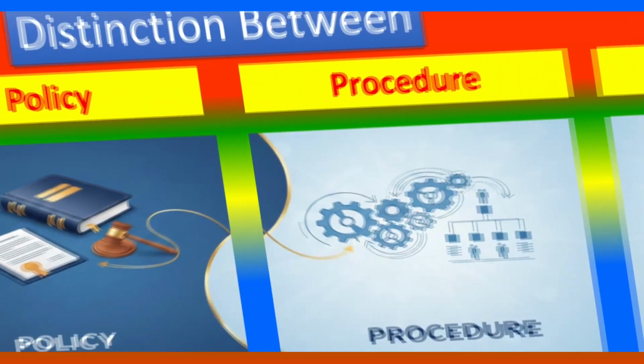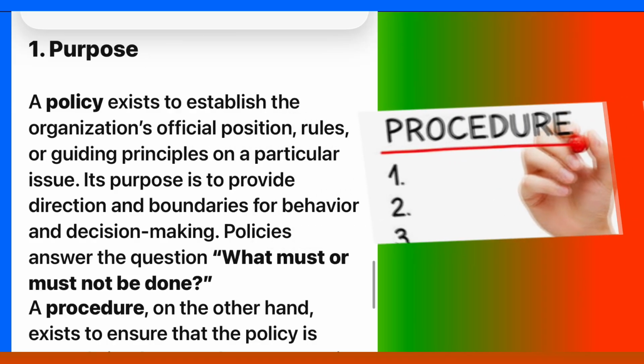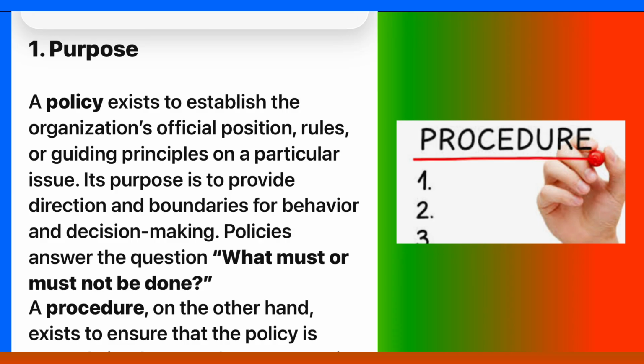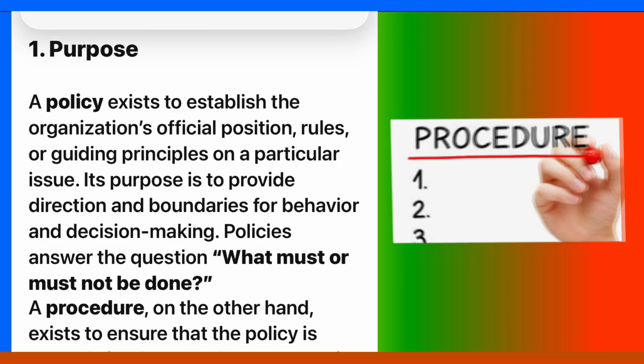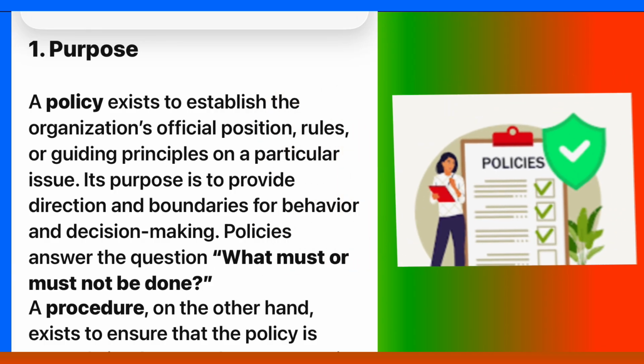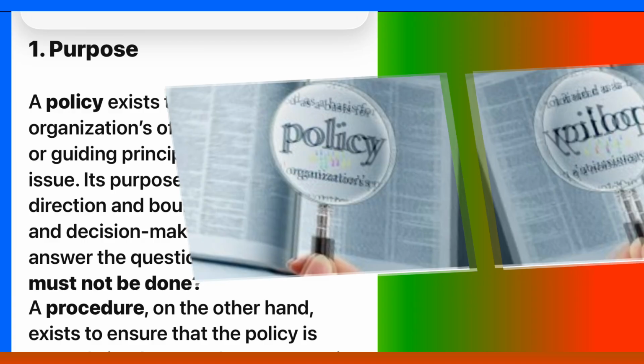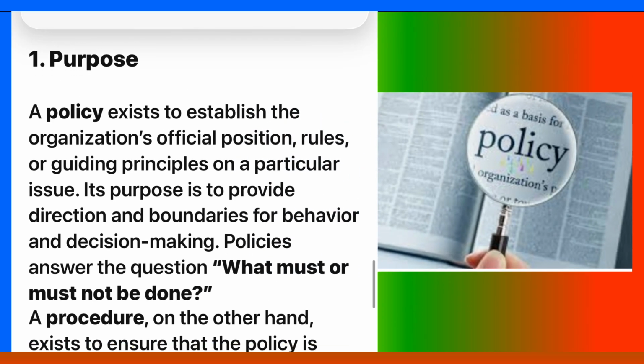Below is a much more detailed explanation of 12 differences between policy and procedure. 1. Purpose. A policy exists to establish the organization's official position, rules, or guiding principles on a particular issue. Its purpose is to provide direction and boundaries for behavior and decision-making. Policies answer the question, what must or must not be done?